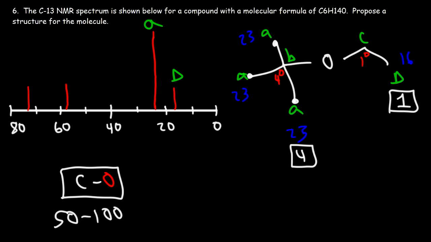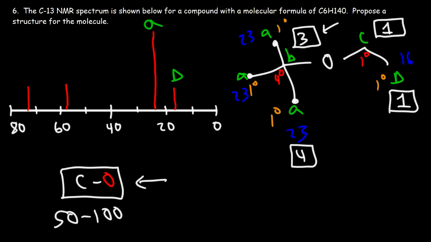Now, which one is going to be higher, B or C? So now let's consider the score value for each. For carbon B, it's adjacent to 3 primary carbons, and so we're going to give it a score value of 3. Carbon C is adjacent to a primary carbon, and so we're going to give it a score value of 1. So between B and C, B has a higher score value, given that they have the same functional group. So therefore, signal B will be the one that's at 73. And carbon C is going to have the signal at 57.